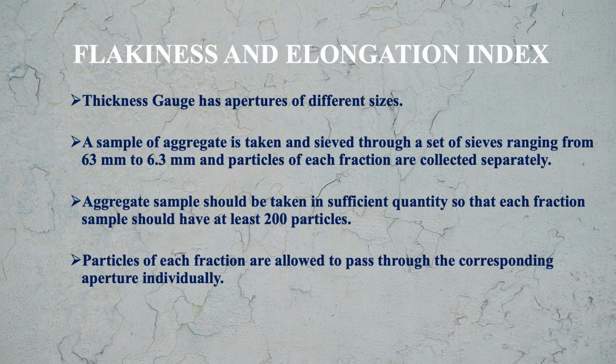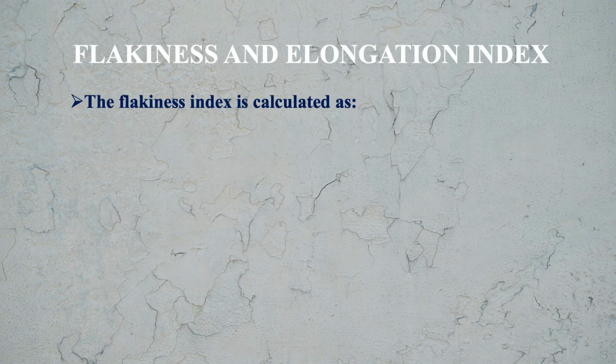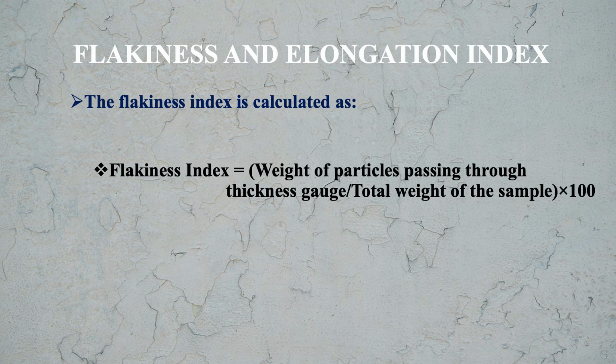Now particles of each fraction are allowed to pass through the corresponding aperture individually. Means we will be picking these particles individually and we will try to pass through the particular aperture. Then the flakiness index will be calculated as, flakiness index will be equal to the weight of particles passing through thickness gauge divided by the total weight of the sample into 100. Means the particles which are passing through different apertures, that weight divided by the total weight into 100.